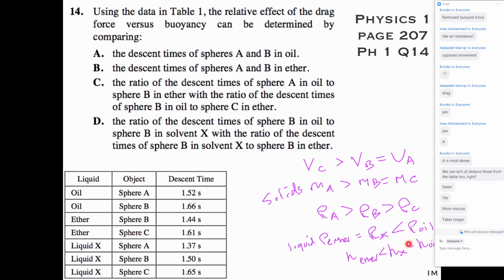More viscous should take more time, which means ether should take the shortest time. Ether is taking less time for B. Ether is taking less time than liquid X, taking less time than oil. Perfect. So you mean to tell me, do the numbers in the table match with what you're seeing here then?